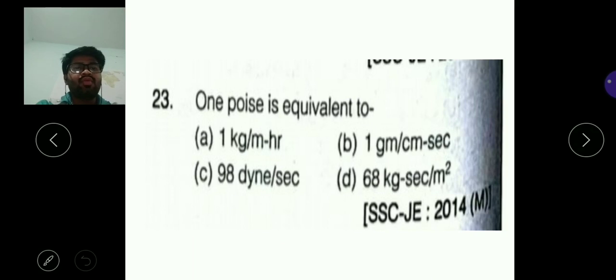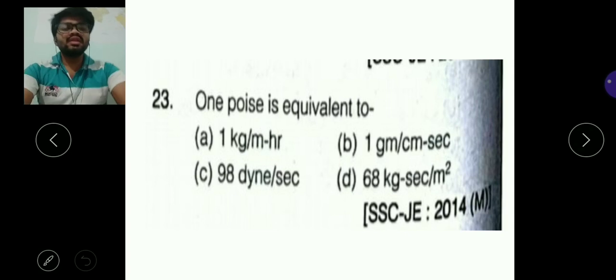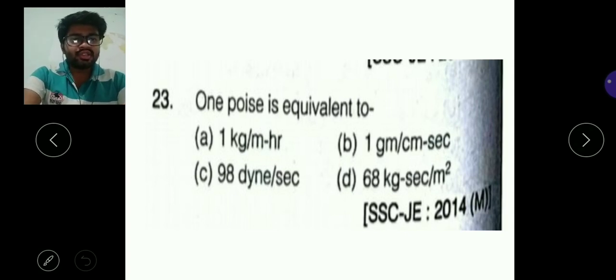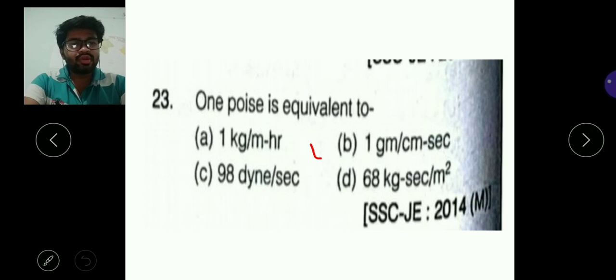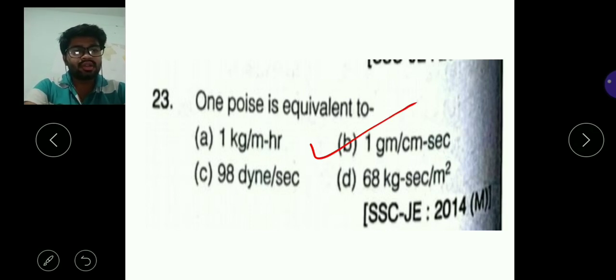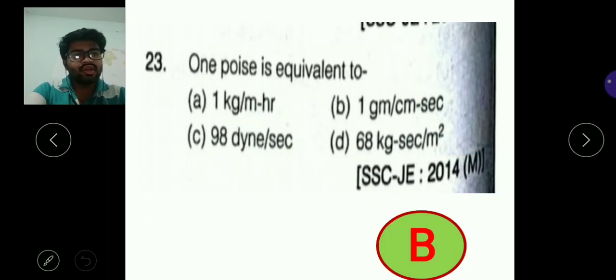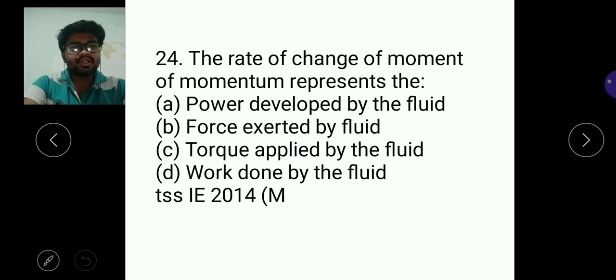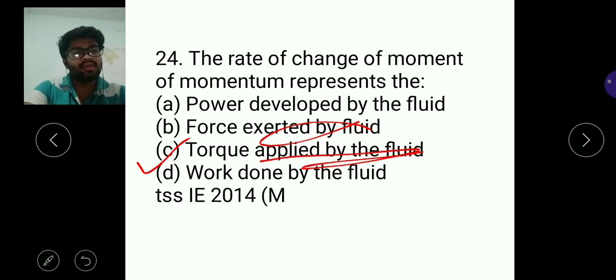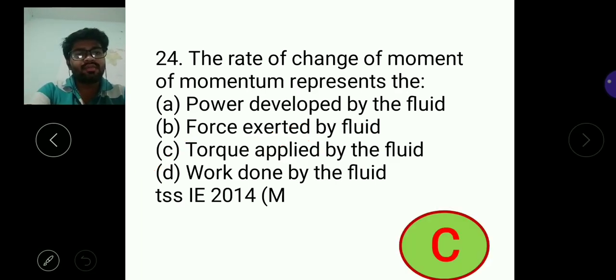Then moving next, 1 poise is equivalent to what? So 1 poise is a CGS unit for dynamic viscosity, so that will be equal to 1 gram per centimeter per second. So B option will be the correct answer here. Then moving next, the rate of change of momentum represents what? Rate of change of momentum represents force, but the rate of change of angular momentum is given by torque of the applied fluid. So C option will be correct here.